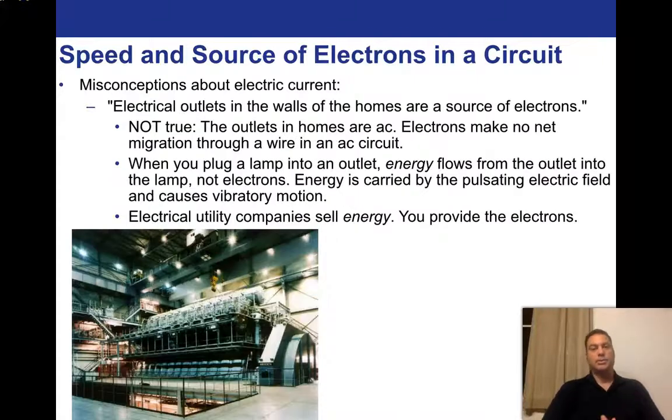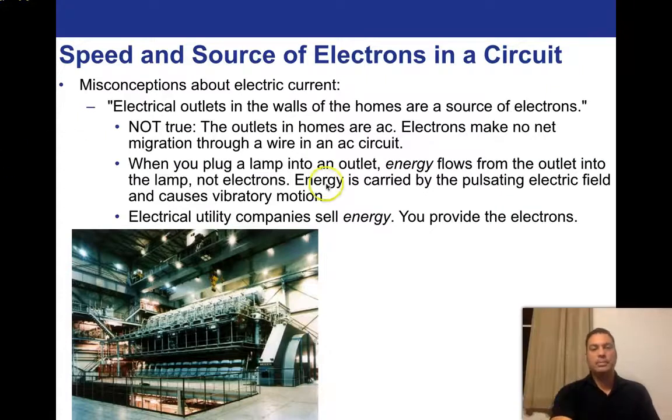Here's another misconception. Electrical outlets in the walls of homes are a source of electrons. That's not true either. The outlets in homes are alternating current. They're AC. Electrons make no net migration through a wire in an AC circuit, right? We're just talking about how they just move back and forth. They alternate back and forth.